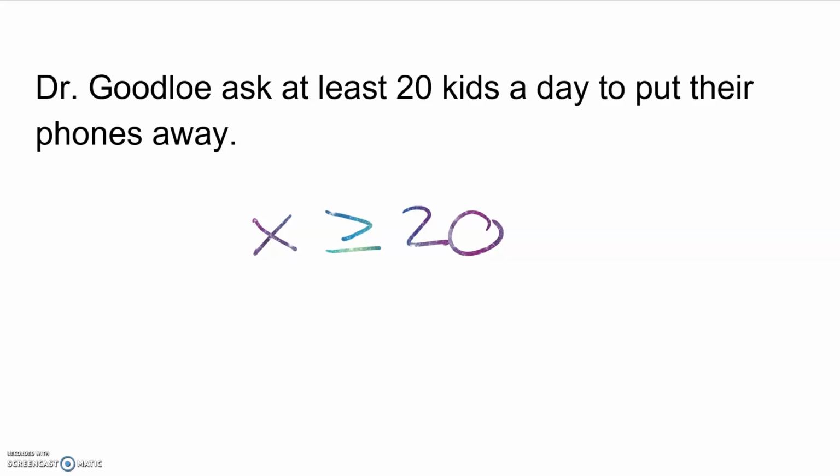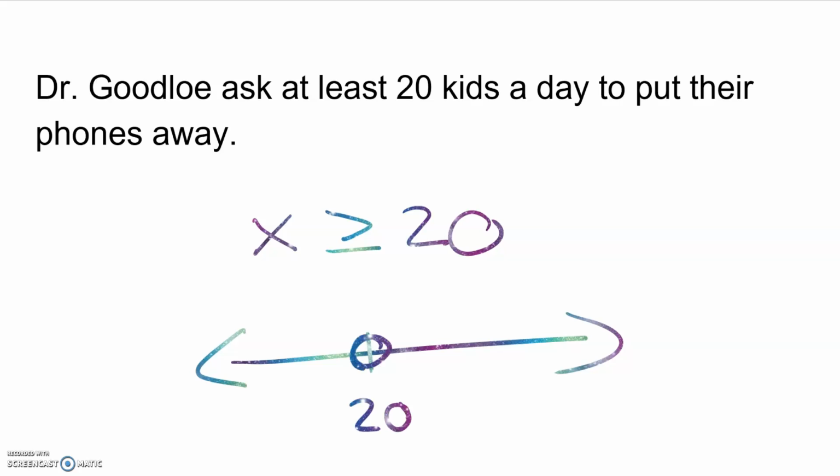Now that you've written that, go ahead and draw a number line and graph this inequality on your number line. So I should have put 20 on my number line, done a filled in circle, and the arrow goes to the right.